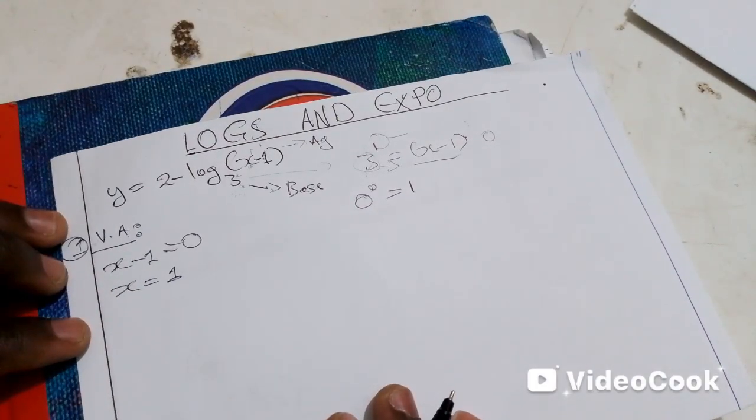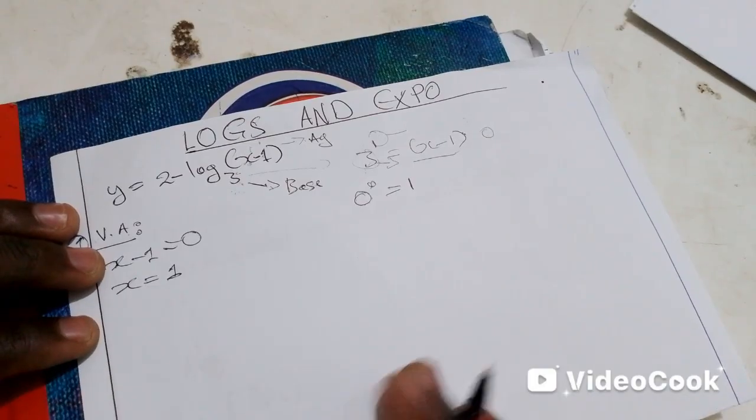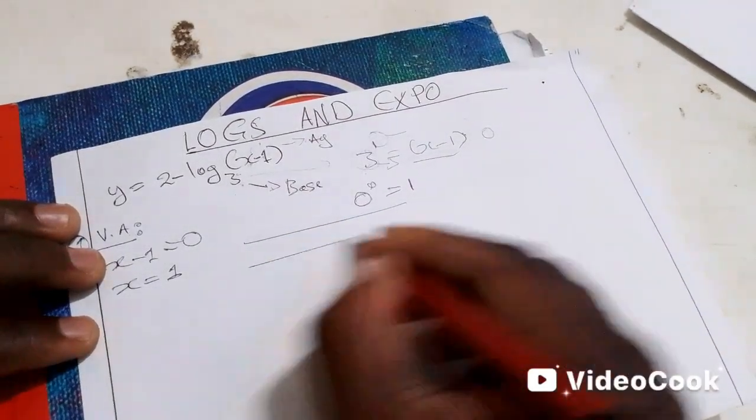Okay, let's continue. The second step is where we find the coordinates. To find coordinates, you can draw a table. You also find your coordinates.